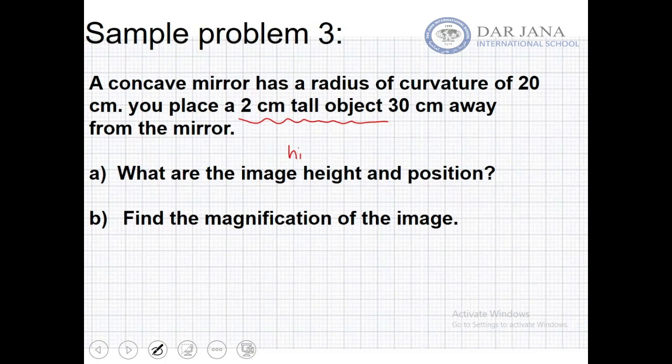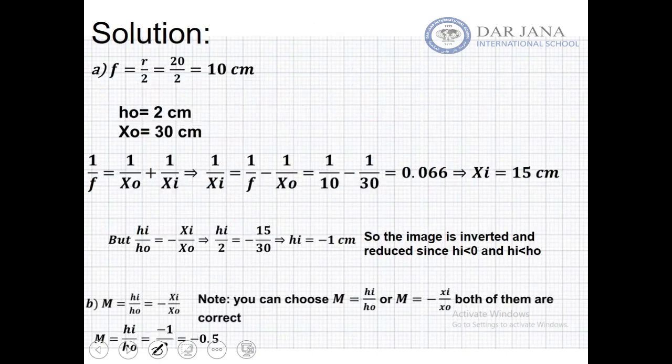So far so good. So now in part A, what is the image height? So he's asking about hi, and finally the position. So far so good. We're gonna move on to part B. And be careful, the position. Part B, here you have the magnification of the image. Now the solution. First of all, part A.